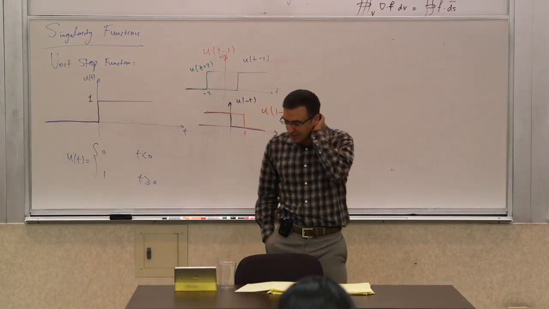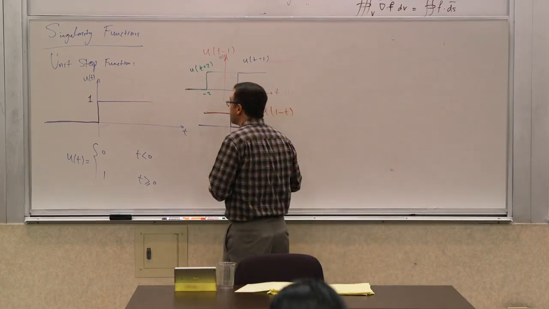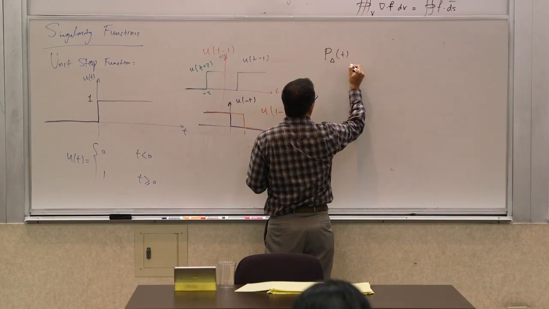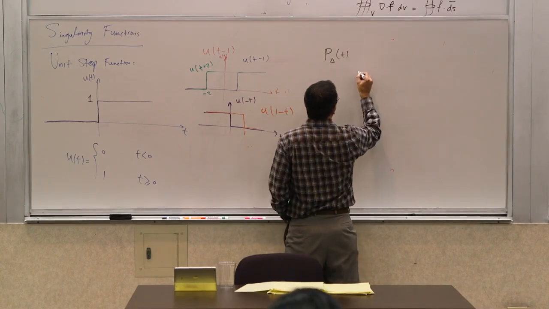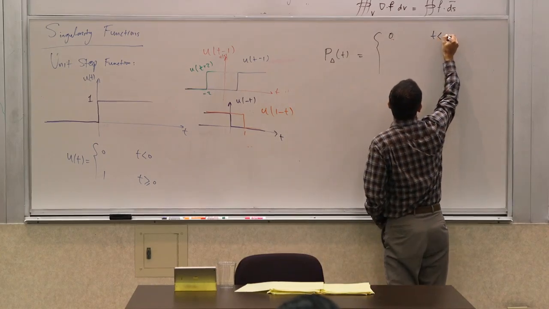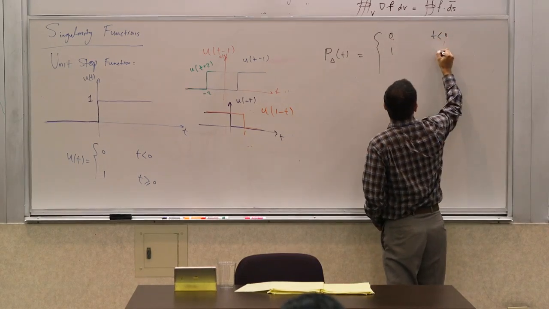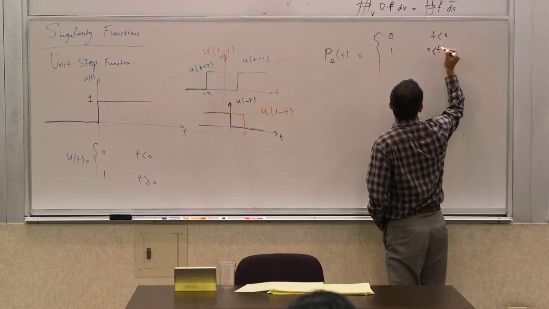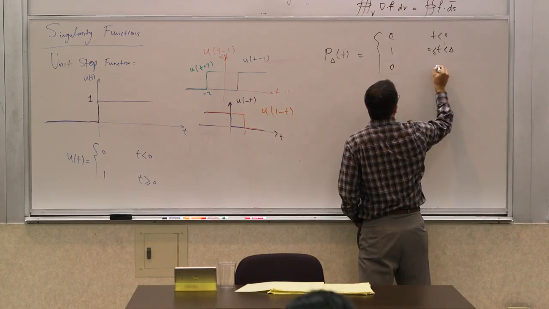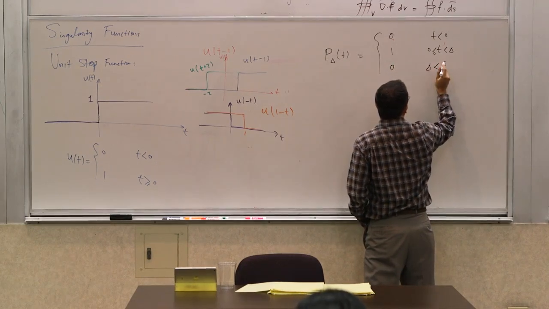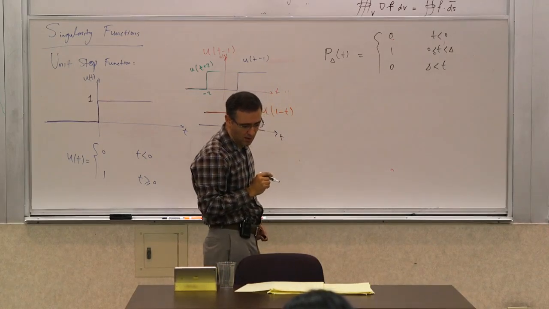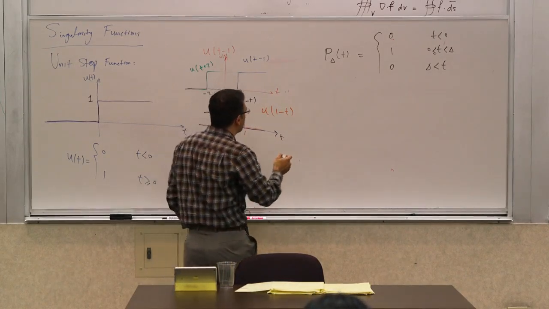So, okay, nothing very exciting or out of the ordinary. There's another function you can define, which is the pulse function. Let's call it p sub delta of t. Now, p sub delta of t is defined this way. It's basically 0 for t smaller than 0, it's 1 for t greater than or equal to 0 and smaller than delta, and it's back to 0 for t greater than delta.